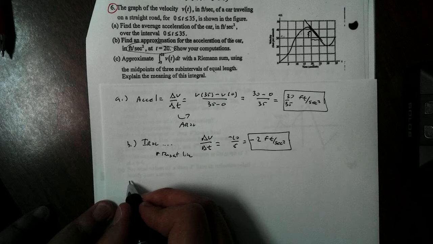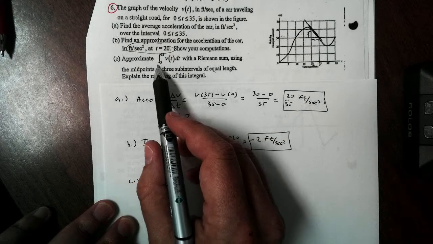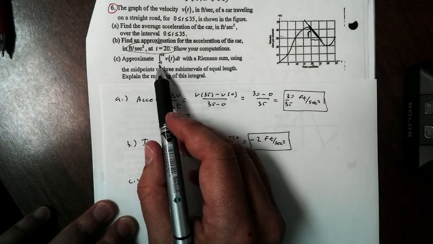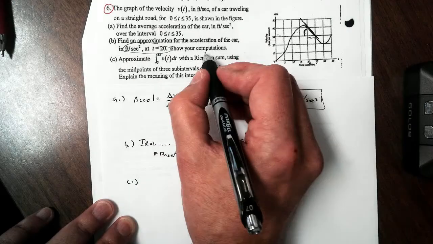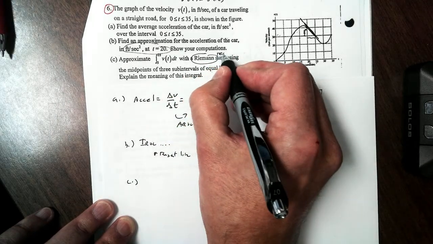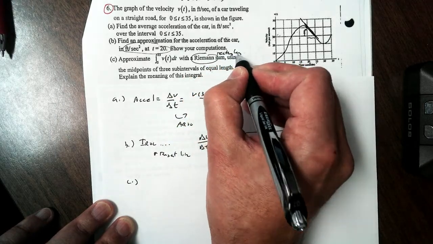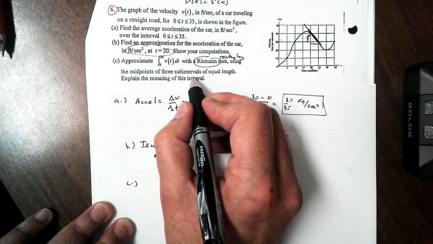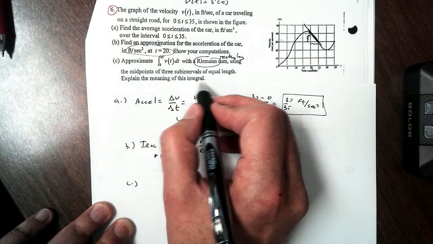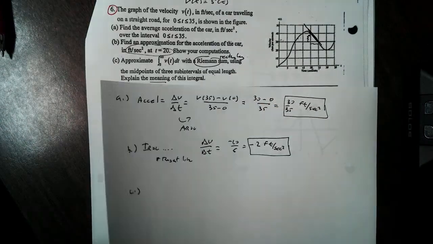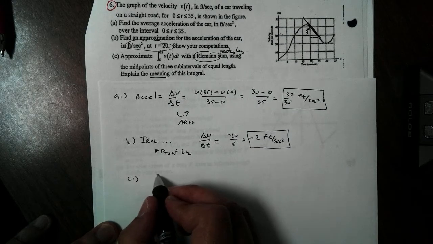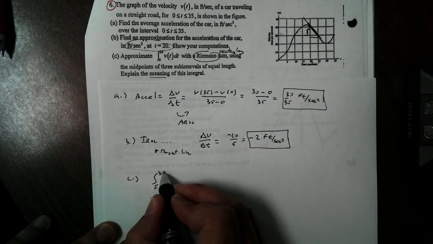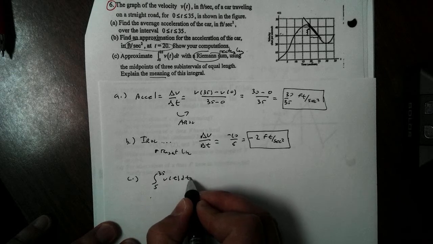Alright, for part C, they are saying approximate the area from 5 to 35 using a Riemann sum. Riemann, remember, loved rectangles, midpoints of 3 subintervals of equal length. And then explain the meaning. So let's take a look right here real quick. So Riemann sums, I want to estimate the area from 5 to 35, v of t dt.